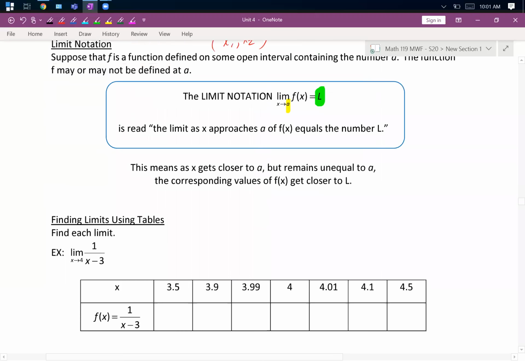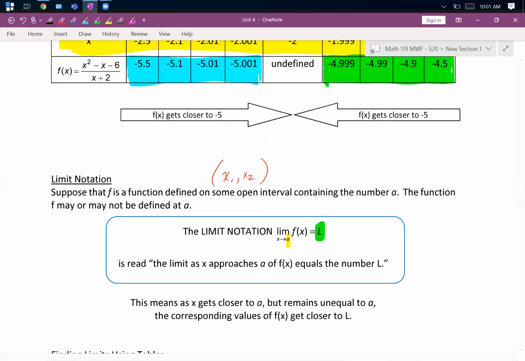Any questions kind of just on the notation? And maybe we need to do some examples before you have questions.